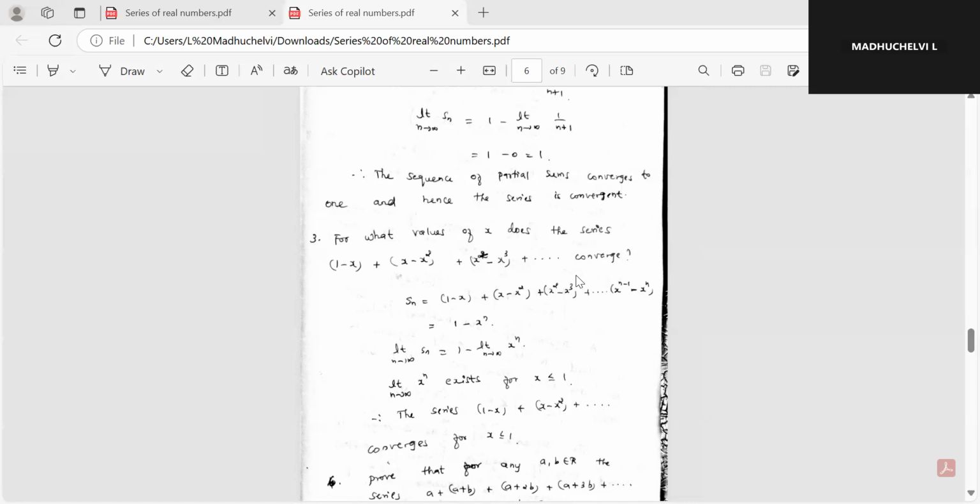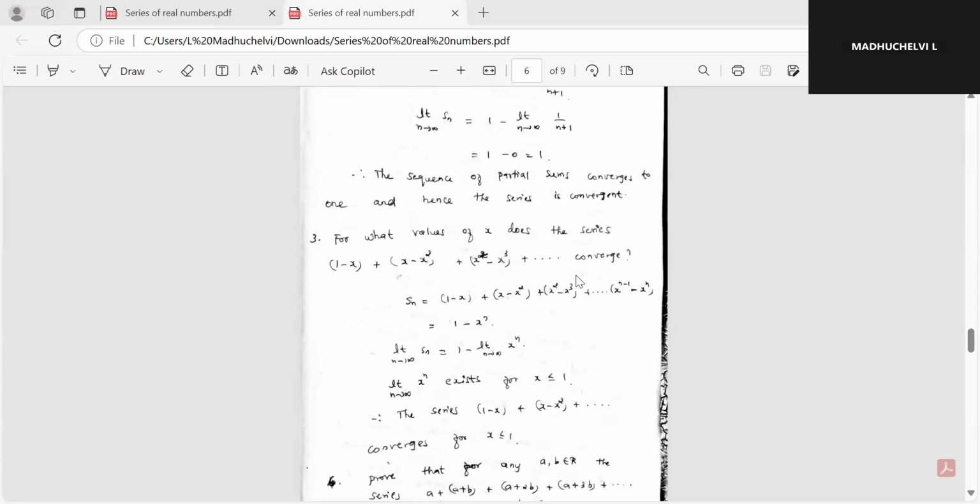First, let us take Sn of the above series. Sn equal to 1 minus x plus x minus x squared plus x squared minus x cube plus etc. plus x power n minus 1 minus x power n. As already we said, the middle terms get cancelled, we get only 1 minus x power n. So if you apply the limit on both sides, limit n tends to infinity Sn equal to 1 minus limit n tends to infinity x power n.